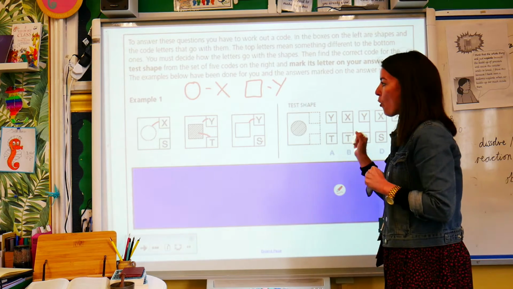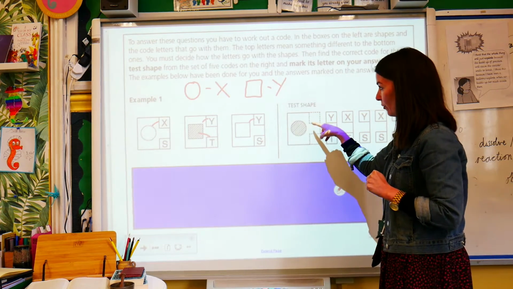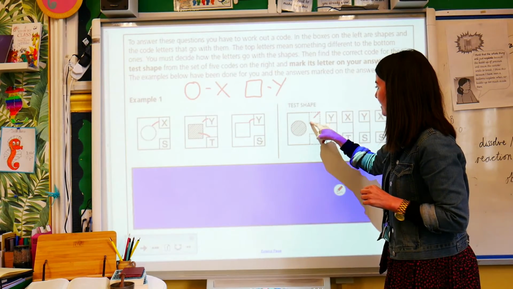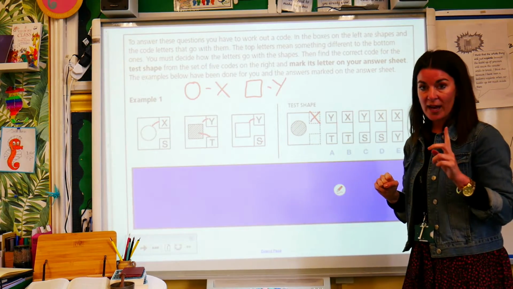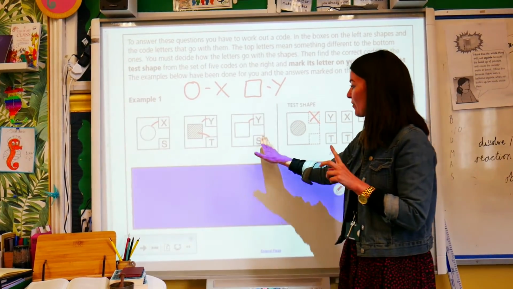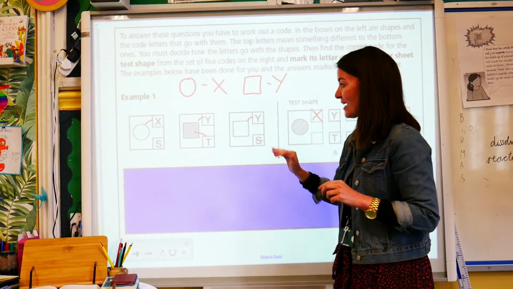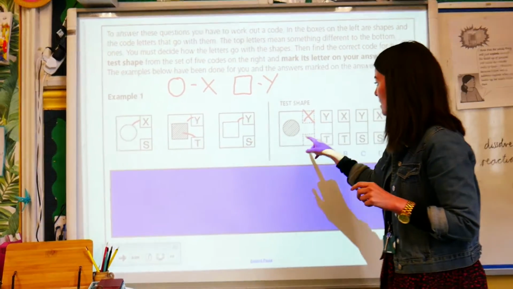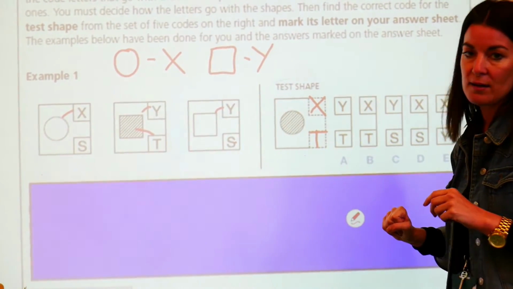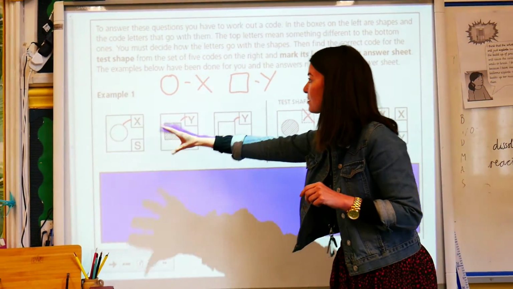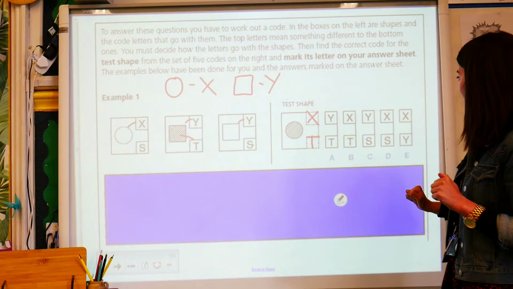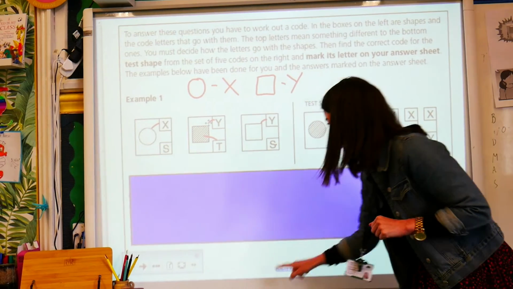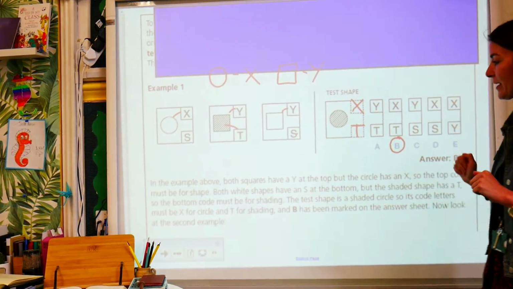I think, okay, what do I see? I see a circle. I know that a circle is represented by an X, so I'm going to put an X here. Then I think, the circle is not a blank circle, so it's not going to be represented by an S. Instead, it's going to be represented by a T for this lined effect here. So I'm going to put a T down here. I'm taking the knowledge I've got from these shapes and applying it here. So if I look, XT is B. There's my answer.